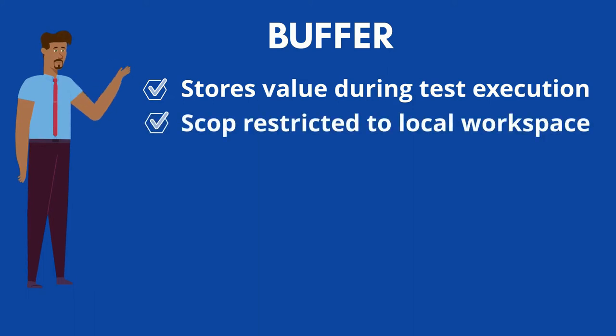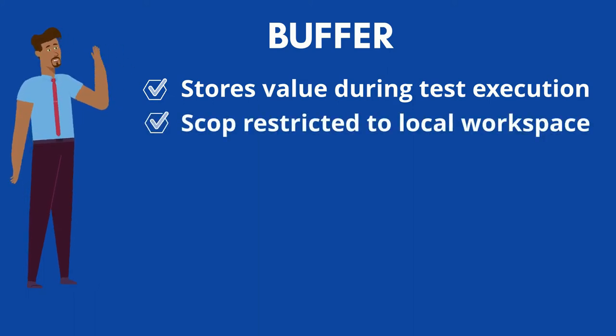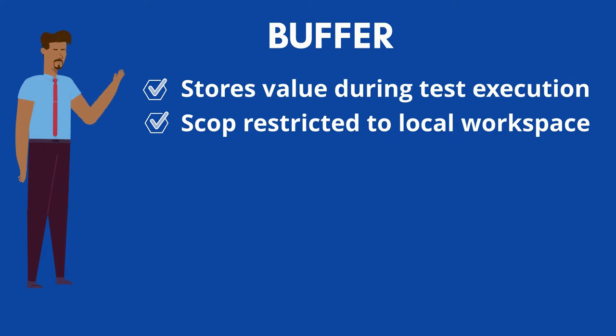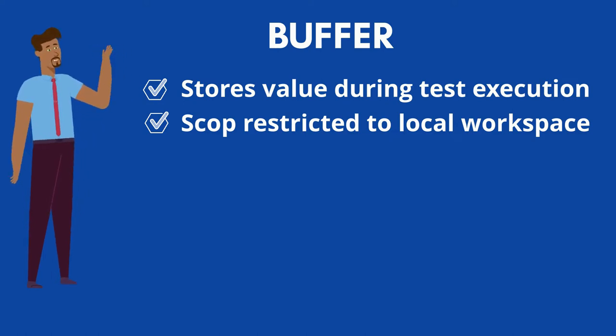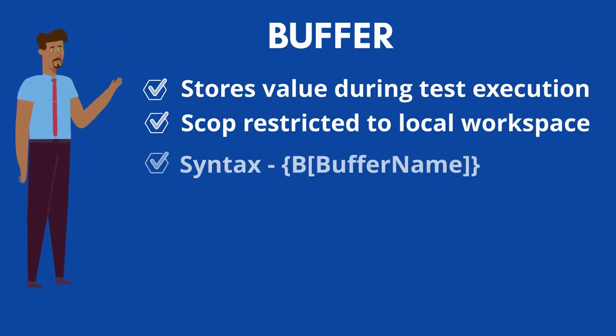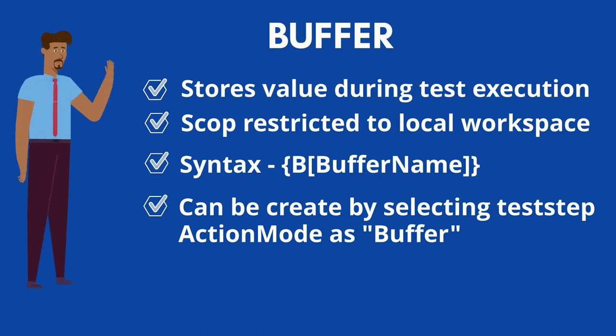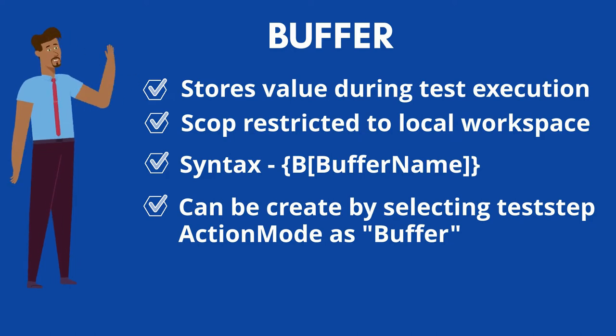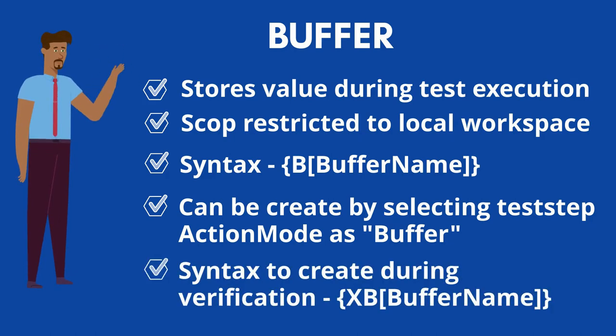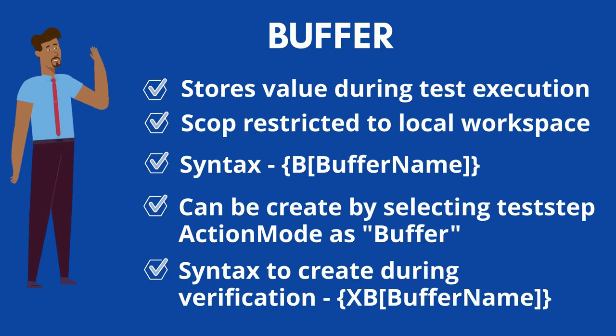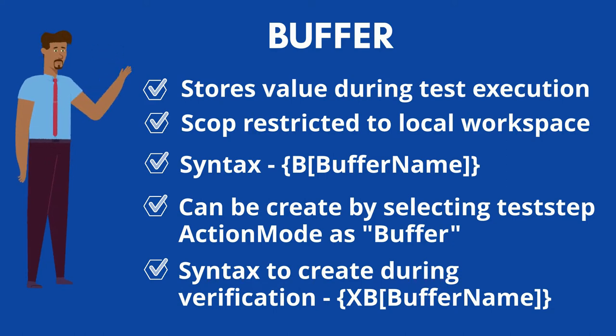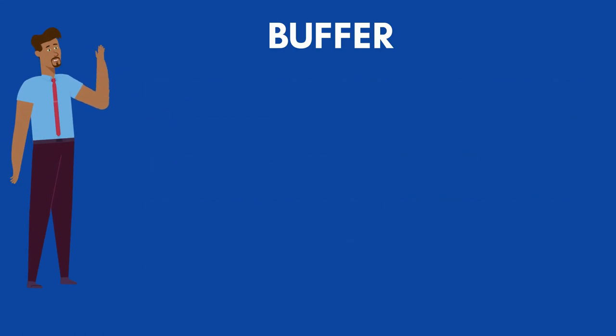The scope of a buffer is restricted to the local workspace only, as the buffer value cannot be updated to the shared repository. The syntax of a buffer to read the value is B buffer_name. A buffer can be created by using action mode as buffer for any test step, where the buffer name should be the test step value, instead of using the set buffer module. Also, using XB buffer_name, a buffer can be created dynamically from a verification test step.